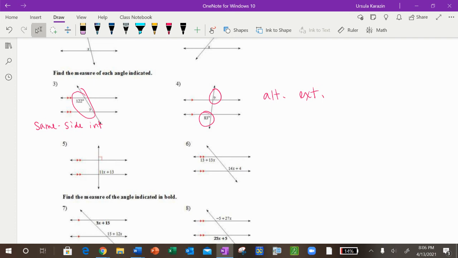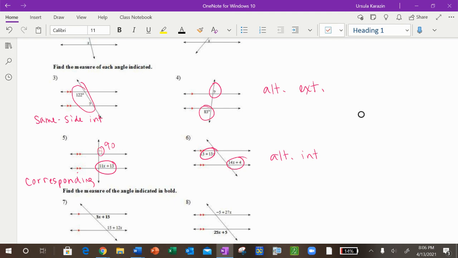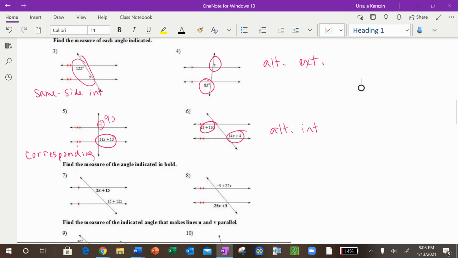Number five, these are corresponding. This one is 90. This one is 11x plus 13. Corresponding are equal. So you're going to set those two equal to each other. 90 equals 11x plus 13. And in number six, these are alternate interior. Alternate interior are equal. So you're going to set those equal to each other and solve for x. And then plug it back in so you can figure out the measure of the angle.